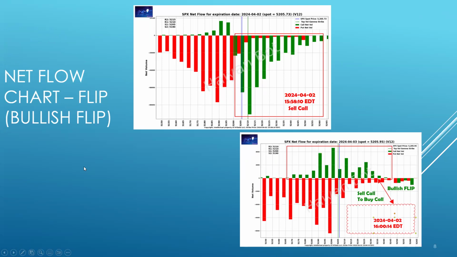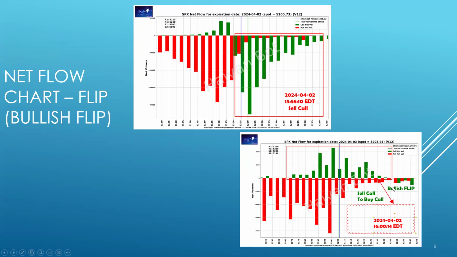But with the net flow, you can also tell when the market is changing, when the trend is changing. On March 2nd, you can see at 3:58 p.m. that the market looks pretty range bound, slow movement, with sell puts and sell calls and slightly small red bars, the buy calls.